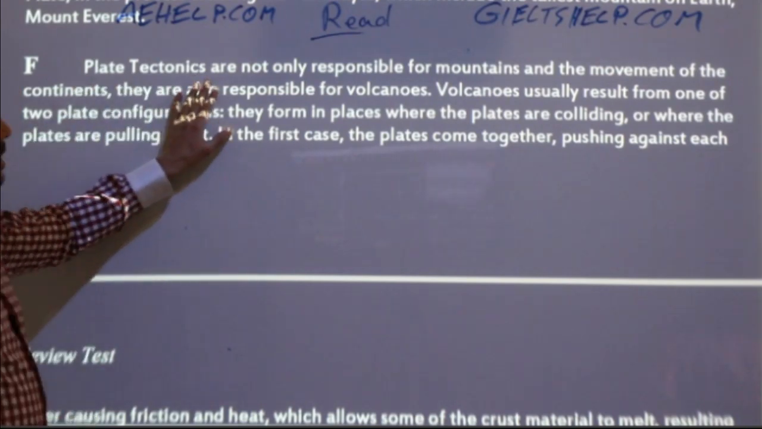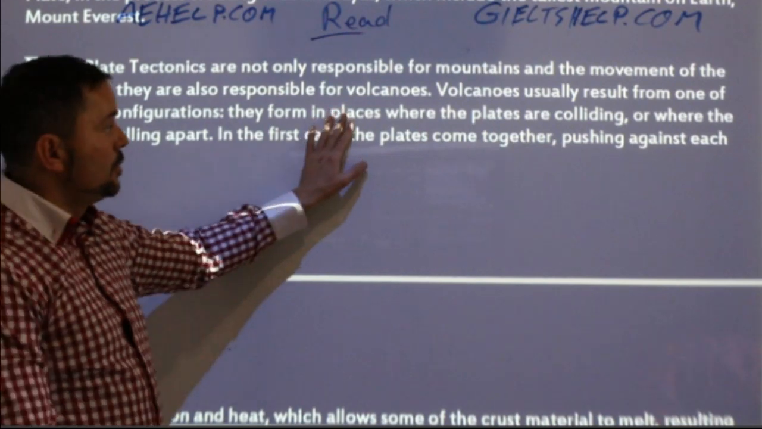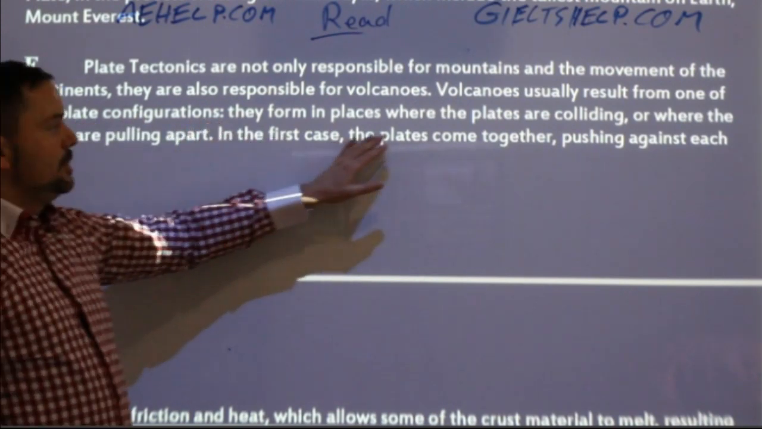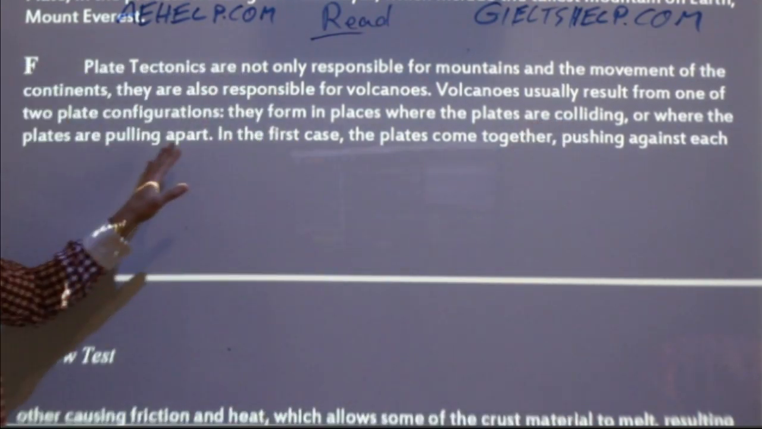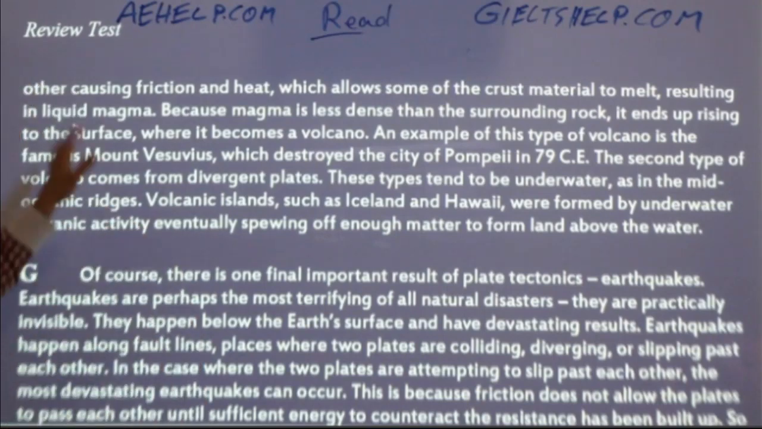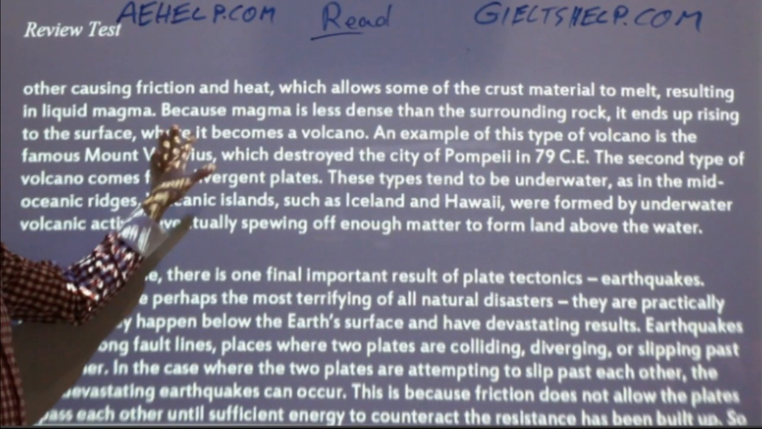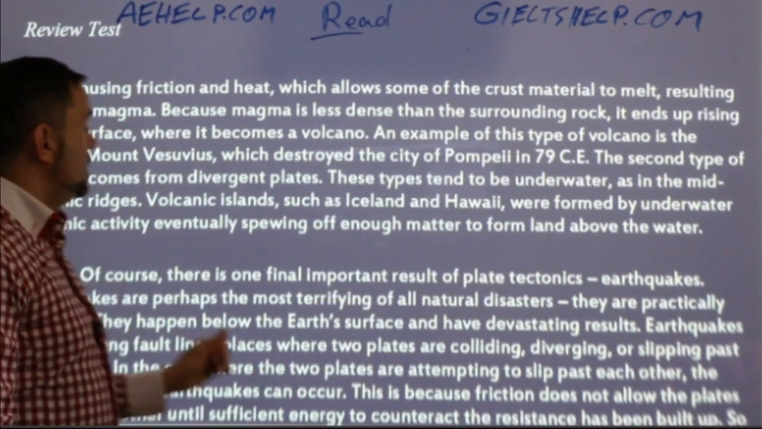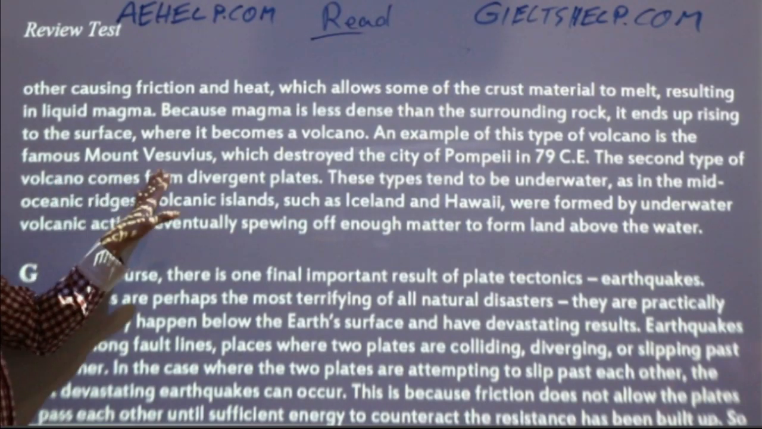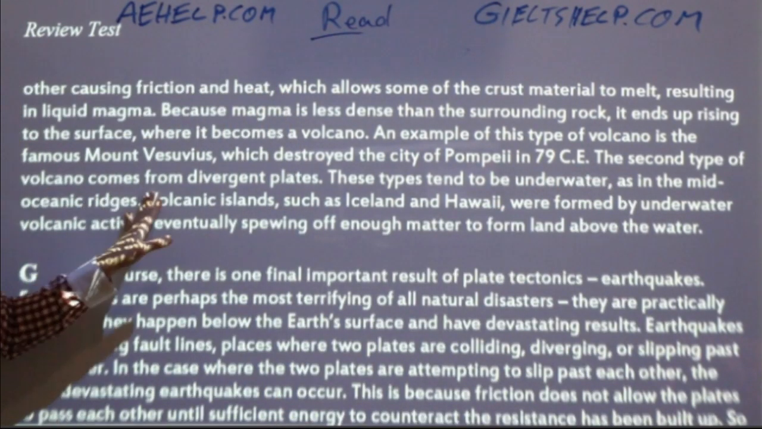Read with me. Plate tectonics are not only responsible for mountains and the movement of the continents, they are also responsible for volcanoes. Volcanoes usually result from one of two plate configurations. They form in places where the plates are colliding or where the plates are pulling apart. In the first case, the plates come together, push against each other, causing friction and heat, which allows some of the crust material to melt, resulting in liquid magma. Because magma is less dense than the surrounding rock, it ends up rising to the surface, where it becomes a volcano. An example of this type of volcano is the famous Mount Vesuvius, which destroyed the city of Pompeii in 79 CE. The second type of volcano comes from divergent plates.